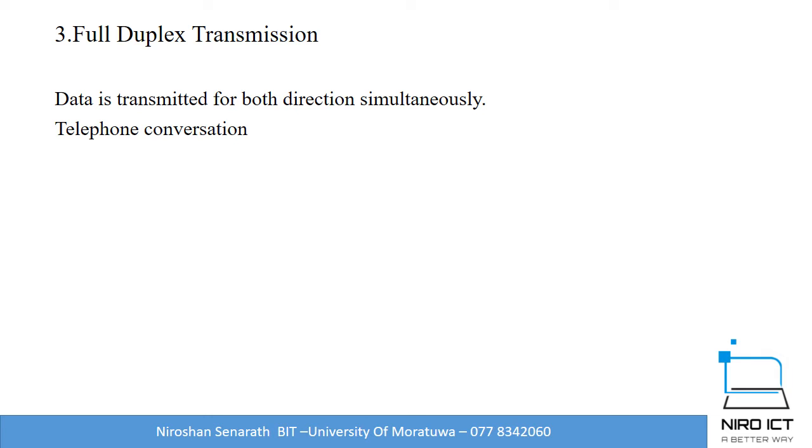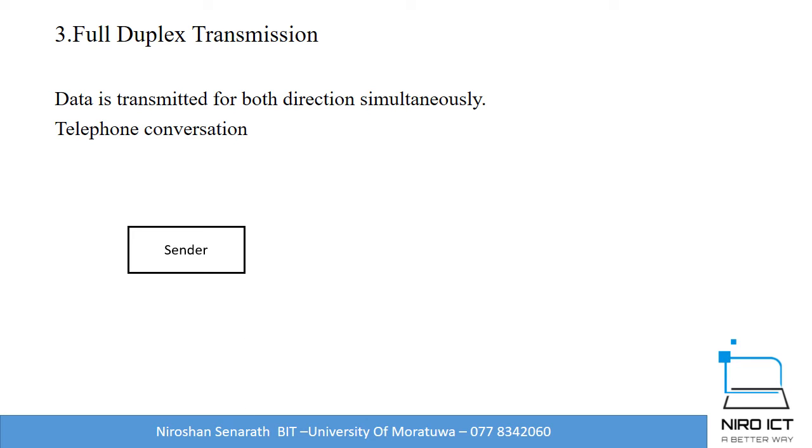But another specialty is there. Compared with half duplex transmission, data can be transmitted in both directions at the same time. But if you use half duplex data transmission, you cannot do that at the same time. So here data is transmitted in both directions simultaneously. The telephone conversation is the best example for it.